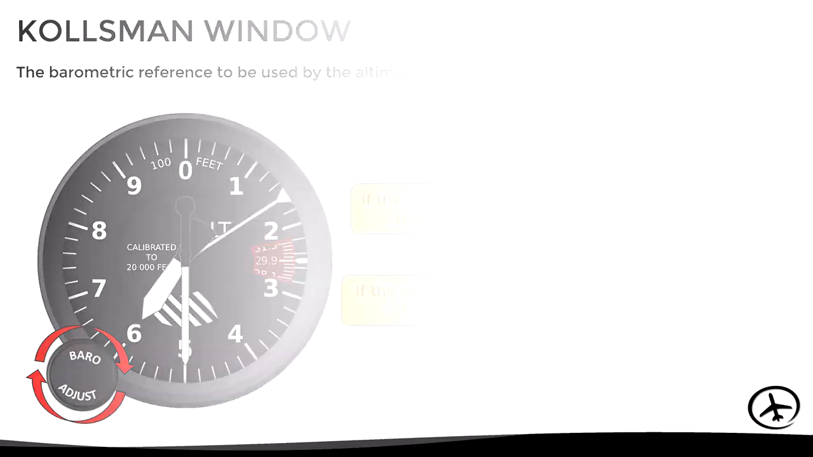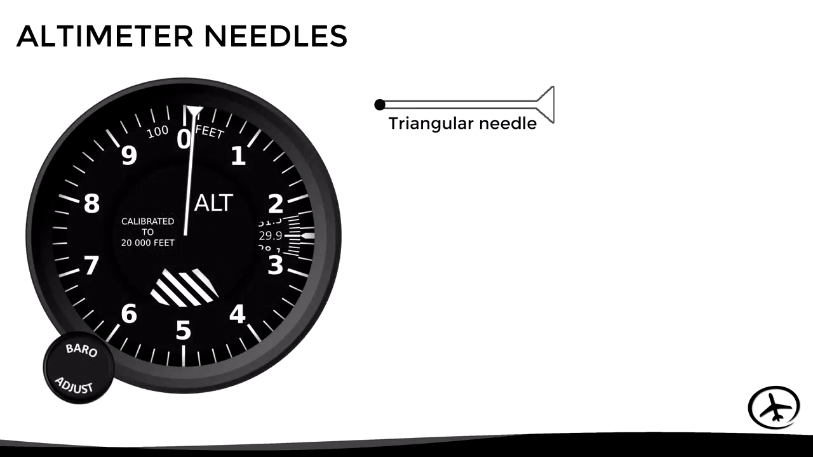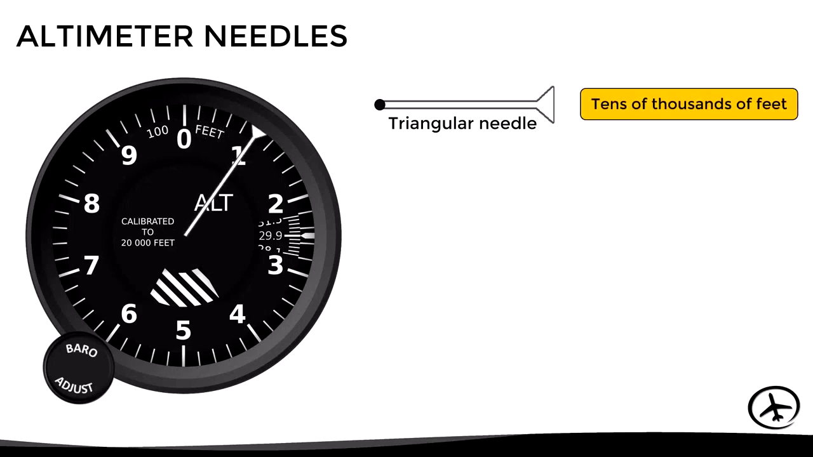Now that we have seen how the altimeter works, let's see how the needles of the instrument are interpreted. First of all, let's see which are the different needles we will find in the dial. There is the triangular needle, which indicates tens of thousands of feet. So if this needle points the number 1, it represents 10,000 feet. If it points number 2, it represents 20,000 feet and so on.